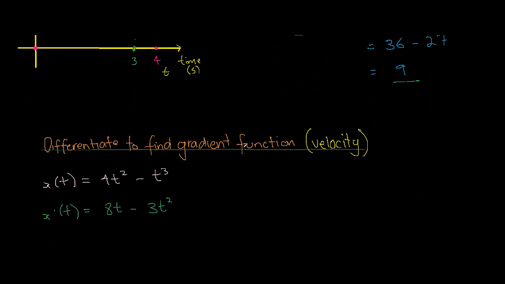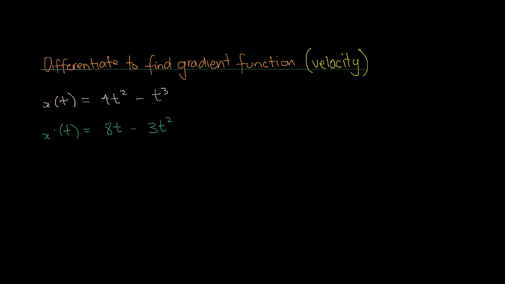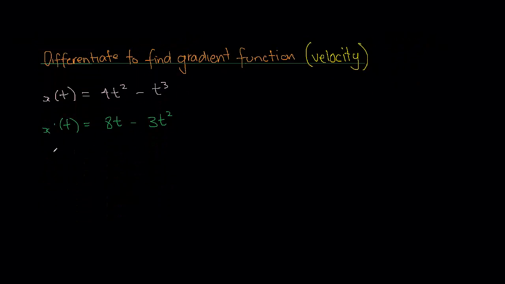So we're going to differentiate to find the gradient function or the velocity function. What I've done there was, the 2 comes down, 2 times 4 is 8, and then we drop the power by 1, so now we've got a 1 here. And then the 3 comes down the front here, and we drop the power by 1, so we just get t squared. Hopefully there's no quarrels on how to differentiate. Now we're going to factorize this, so I'm just going to take a t out. We're going to get 8 minus 3t.